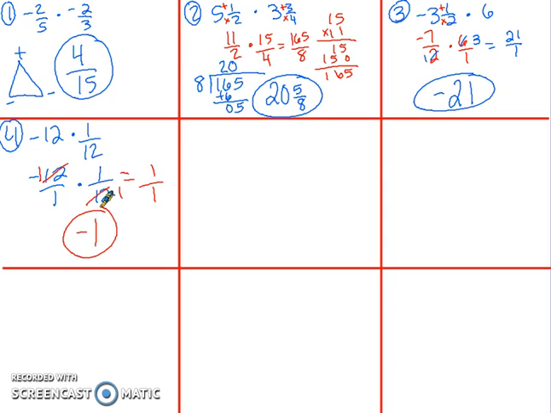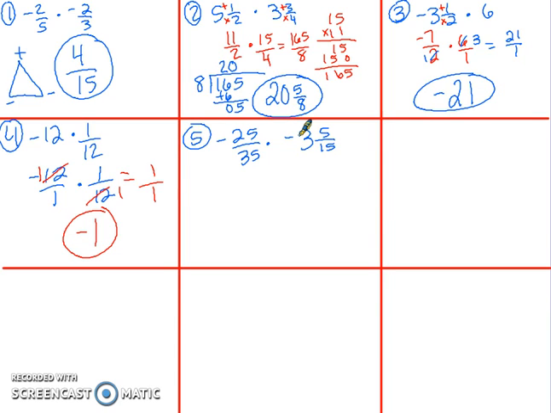If it's a negative times a positive, if your signs are different, your answer is going to be negative. If it's a negative times a negative and your signs are the same, then it's going to be positive. If it's a positive times a positive, your answer is going to be positive. So number 5 is negative 25 over 35 times negative 3 and 5/15. We have a negative times a negative, so we already know our answer is going to be positive.